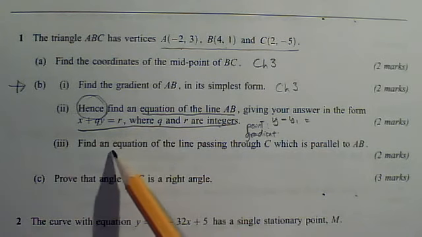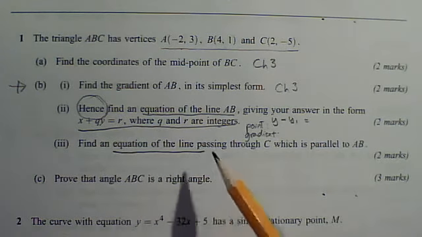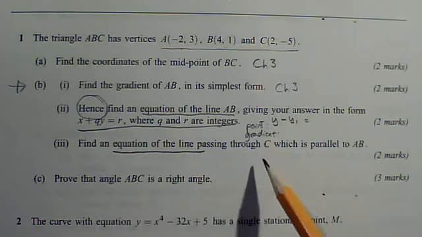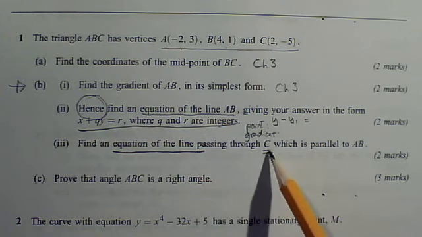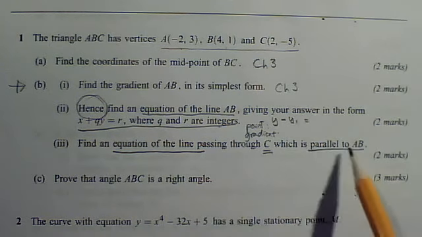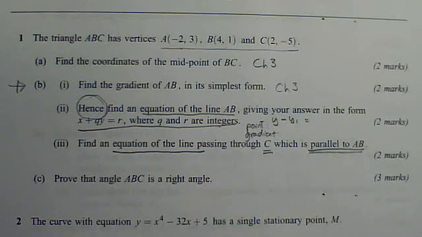In part B, we've got to find an equation of another line. So once again, we're going to need a point and a gradient. This time it goes through C, that will help with your point, and it's parallel to AB, so that's where the gradient's coming from. And then in part C, we've got to prove that the angle ABC is a right angle.